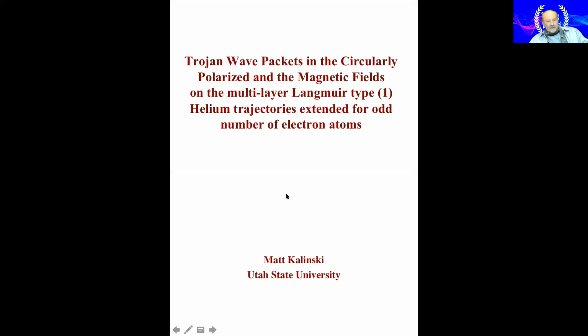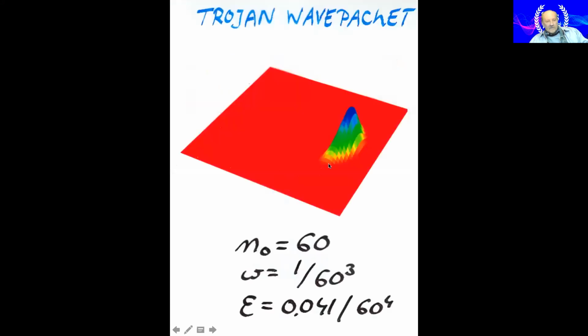Okay, the title of my talk is Trojan Wave Packets in the circularly polarized and the magnetic fields on the multi-layer Langmuir type 1 helium trajectories extended for odd number of electron atoms. So let me make a brief introduction. What is the Trojan wave packet?